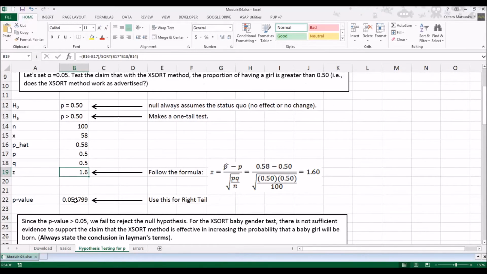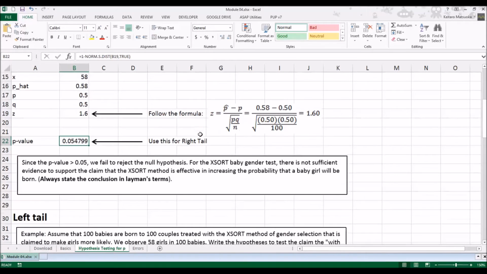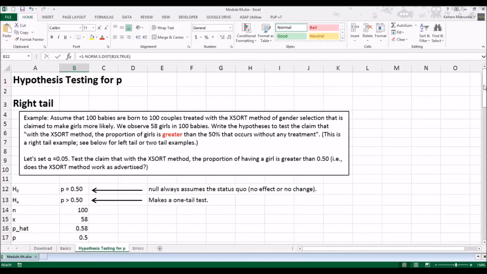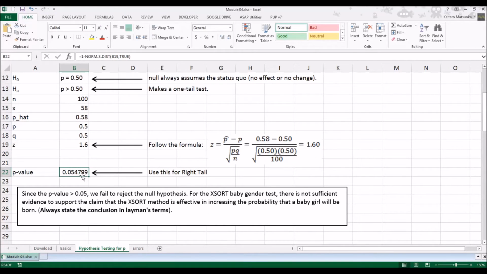To find the p-value, we use the function called the NORM.S.DIST function. But since this is the right tail, there's one adjustment you need to make, which is to make it 1 minus the NORM.S.DIST function. So once you figure out the p-value, in this case it's 0.054799. So to make a decision, you compare this with the alpha value you're given above. If you remember, the alpha was 0.05, so you make a comparison between 0.05 and the p-value. You see that the p-value here is greater than 0.05.